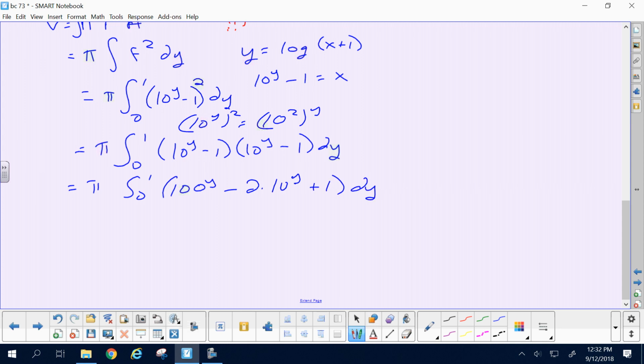All right then, here we go. A lot of good practice here. What's the antiderivative of 10 to the y? What's the antiderivative of that? 2 times 10 to the y over natural log of 10 plus y from 0 to 1.